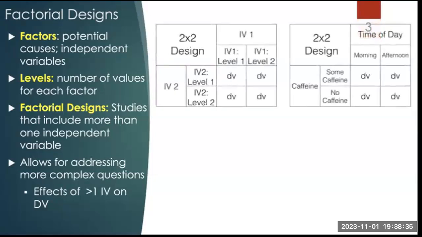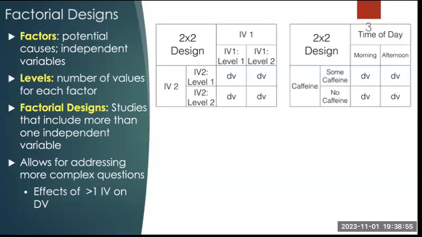So how does it look? Well, very often we're looking at either 2x2 or 2x3 factorial designs. We do not want to get more complicated than that, because the more levels, the more factors we're looking at, the more complex the analysis, the more participants you're going to need.